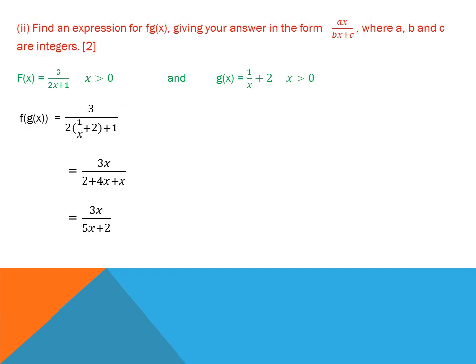Find the expression for f of g of x. Give me your answer in the form of this, where a, b, c are integers. F of x is this and g of x is equal to this. F of g of x: I replace the variable x of function f by g of x. So it means we should replace on the right hand side by the function g of x. I put 1 over x plus 2 instead of x. When I simplify this, it will become 3x over 5x plus 2.